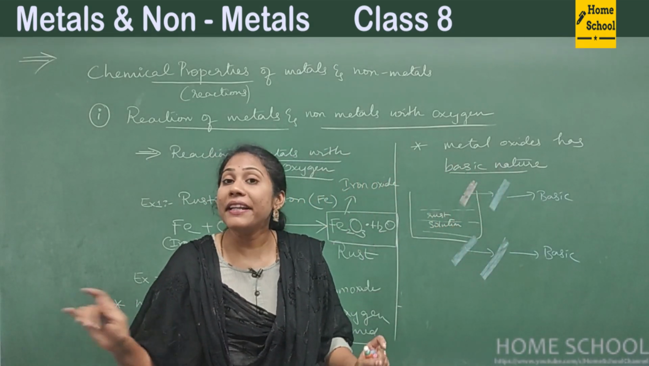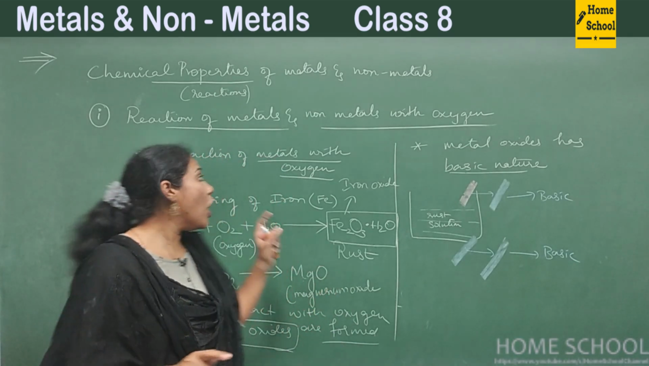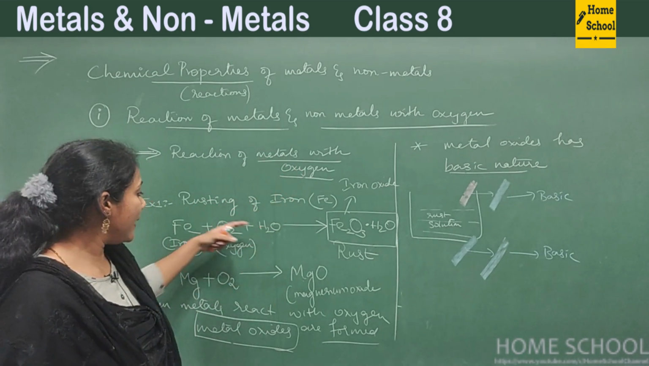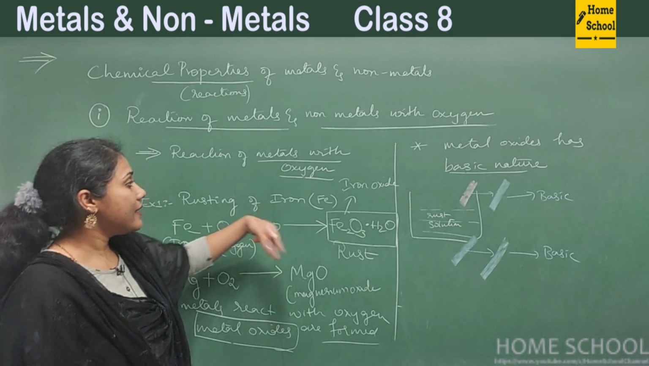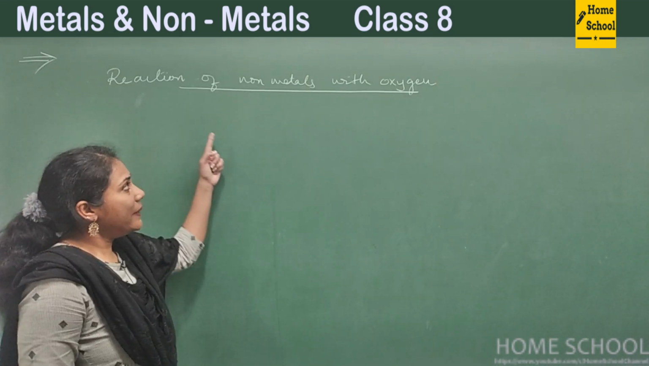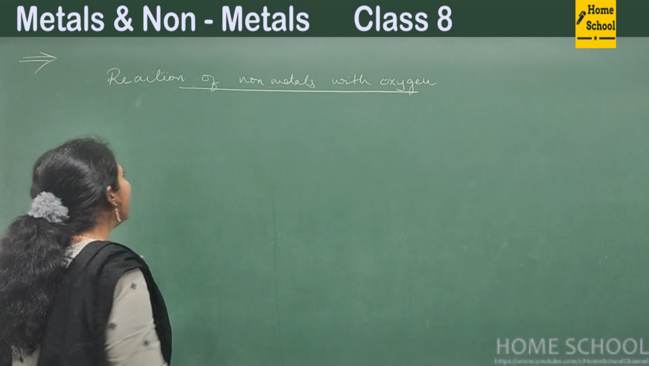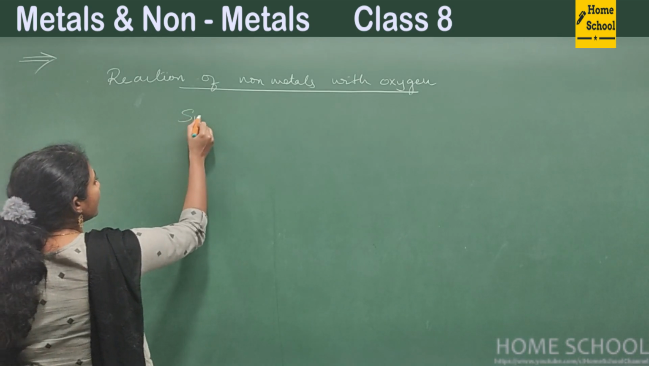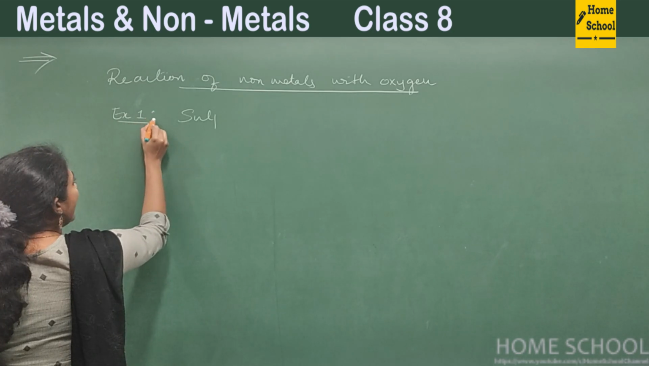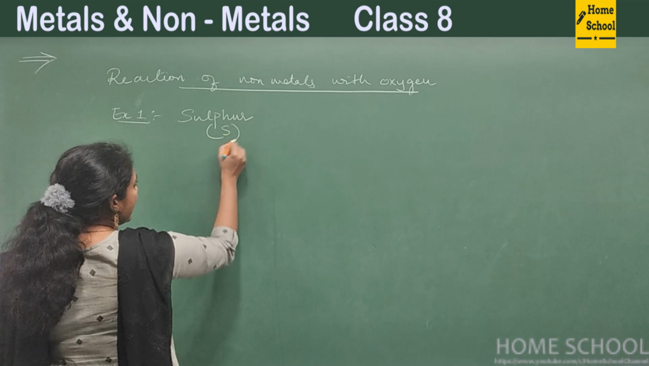Okay, fine. And now let us try to understand how non-metals can react with oxygen. Metals reacted this way. Let's understand how non-metals can react with oxygen. Say, coming to the reaction of non-metals with oxygen, let me take the non-metal as sulfur. So example number 1. Sulfur. The symbol for sulfur is S.